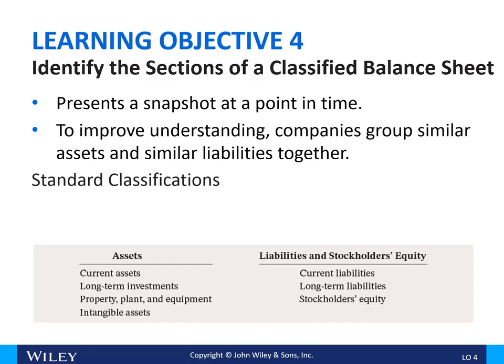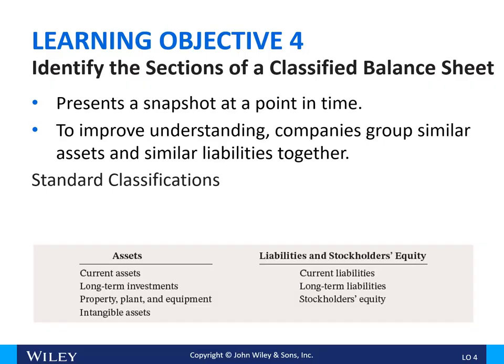So a balance sheet we've looked at before. It shows assets, and then it shows liabilities and stockholders' equity. It presents a snapshot at a point in time. To improve understanding, companies group similar assets and similar liabilities together. That's our classified balance sheet.